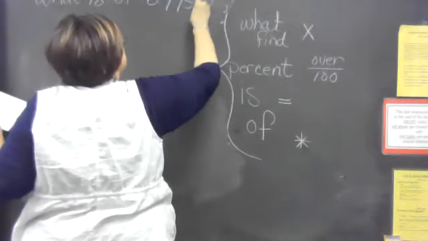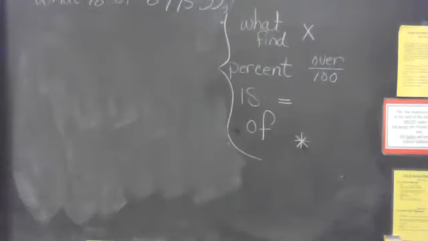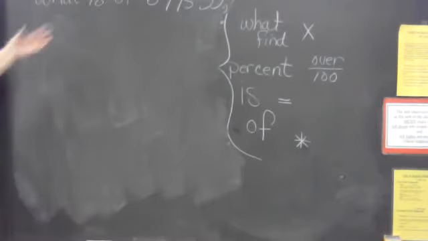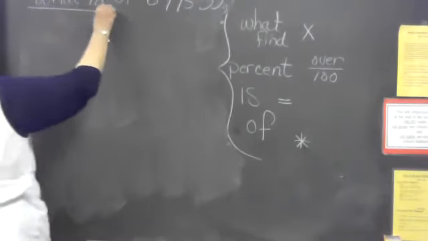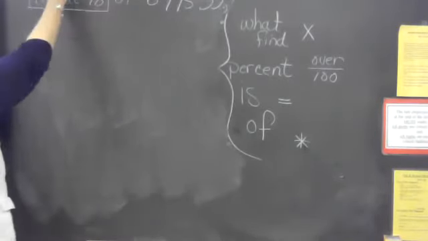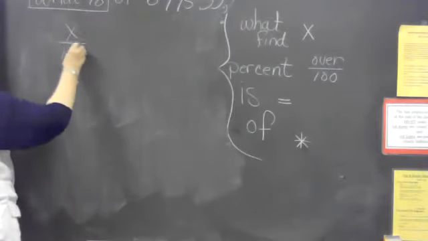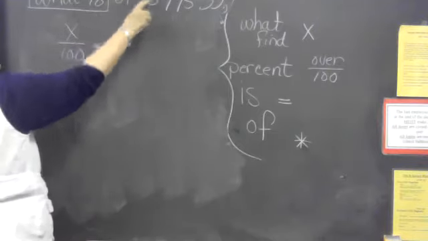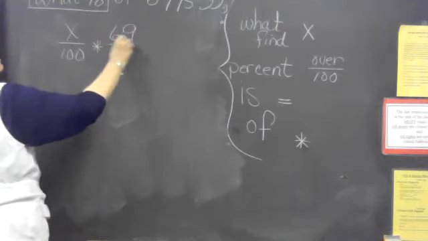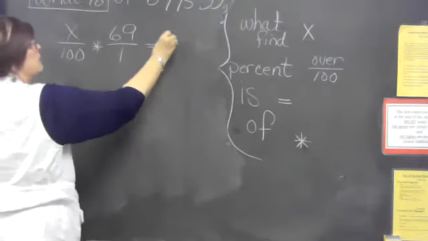Do you see any new words here? This is what. I don't see any new words. Percent of is, right? What percent? So what is X? This is over 100. So I have X over 100 times, good, would be 69. 69, but let's put it over 1 because we got fractions. There we go.